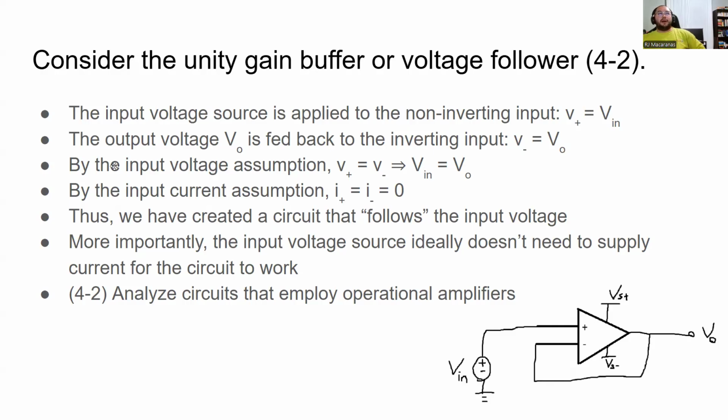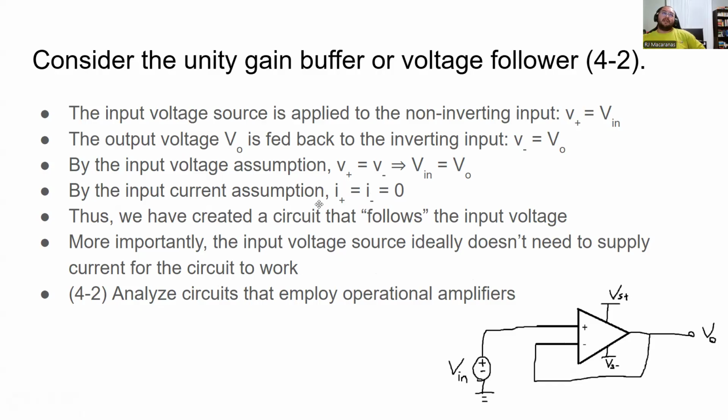And so by the input voltage assumption, the non-inverting input is equal to the inverting input. This implies that the input voltage is equal to the output voltage, right? Because if that voltage right here is the same as that voltage right here, and these are tied directly together, then input is equal to the output. Next, by the input current assumption, the current into the op amp is equal to the current out of the op amp, or into the inverting input; the current into either of the input pins is equal to zero, basically.